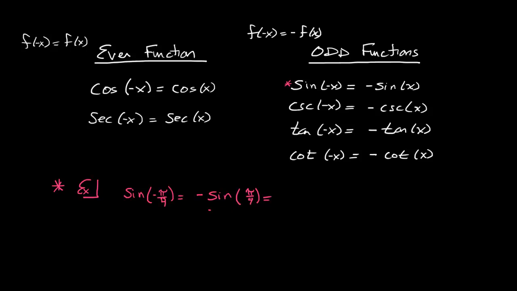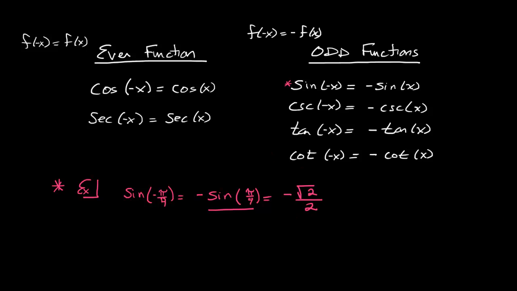And hopefully we all recognize now that sine of pi over 4 is equal to square root of 2 over 2, also known as 1 over root 2, but we keep that negative out in front, so we get negative square root of 2 all over 2.